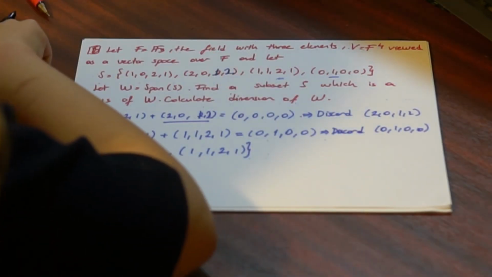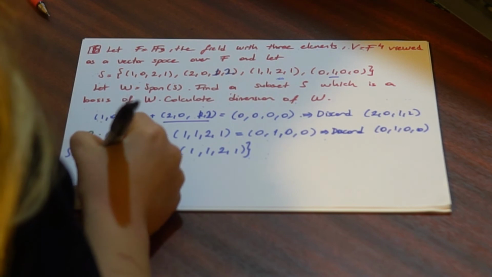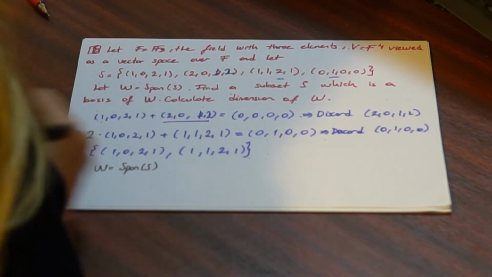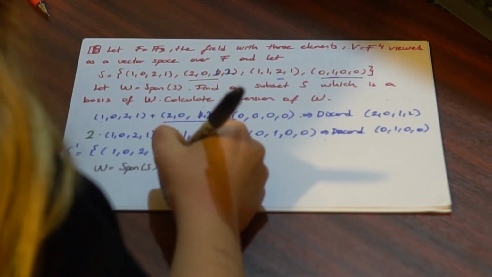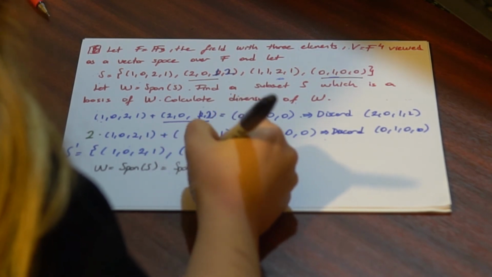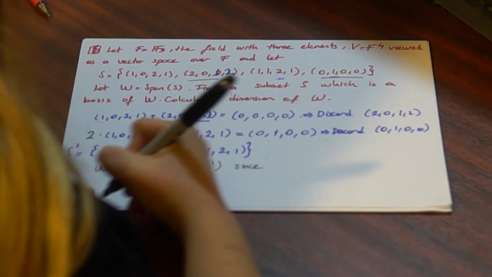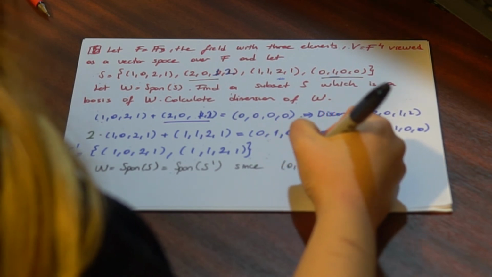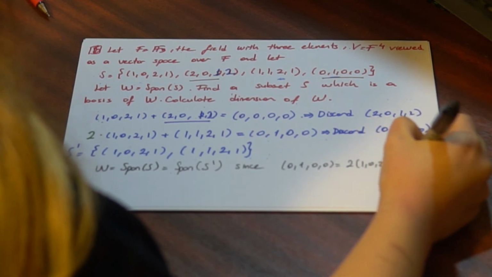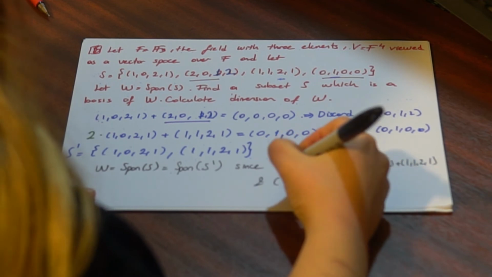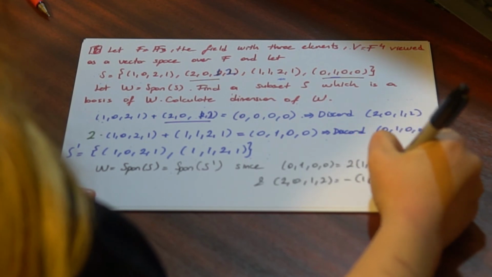Now, W is span S, right? Since we can find this term and this term from these 2 terms, W is equal to span of S prime, since 0, 1, 0, 0 is equal to 2 times 1, 0, 2, 1 plus 1, 1, 2, 1, and 2, 0, 1, 2 is equal to minus 1, 0, 2, 1.